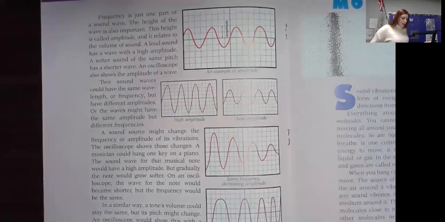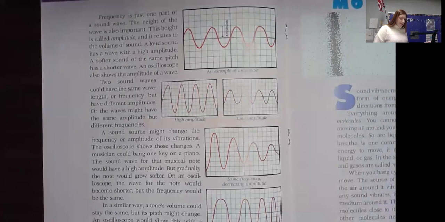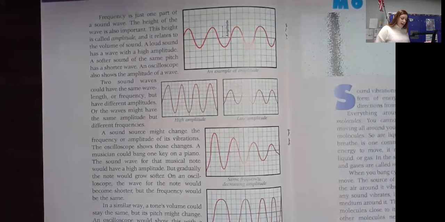Frequency is just one part of a sound wave. The height of the wave is also important. The height is called amplitude, and it relates to the volume of sound. A loud sound has a wave with a high amplitude. A softer sound of the same pitch has a shorter wave. An oscilloscope also shows the amplitude of a wave.